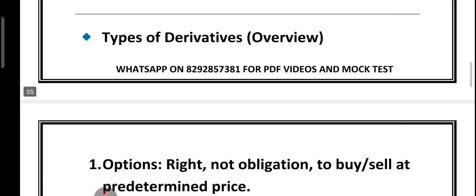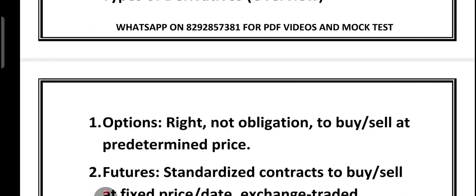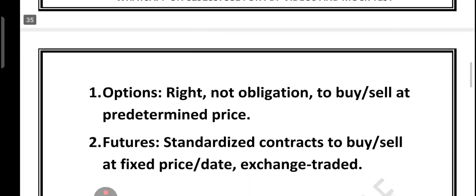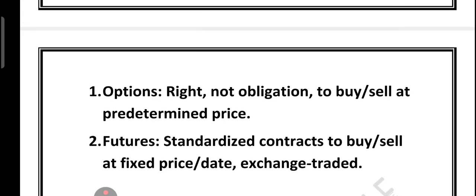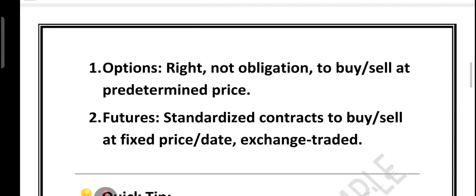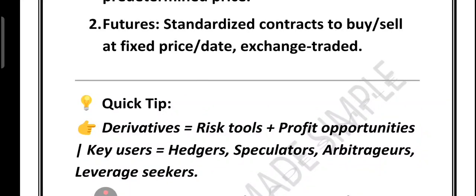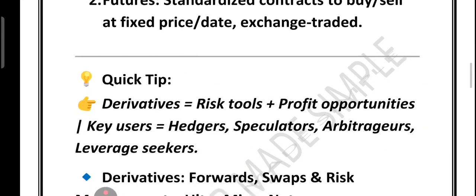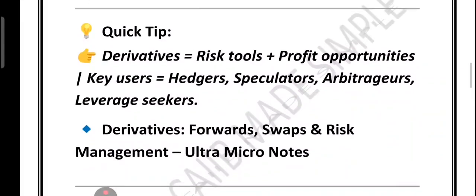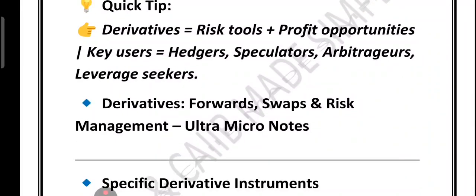If you look at the types of derivatives we have, the first kind is the option. You know what an option is? Option means you have the right but not the obligation to buy or sell at a predetermined price. Then we have the future. Future means a standardized contract to buy or sell at a fixed price. This is a kind of exchange traded contract, options and futures. So remember, derivatives include risk tools plus profit opportunity. Key users are hedgers, speculators, arbitrageurs, and leverage seekers.